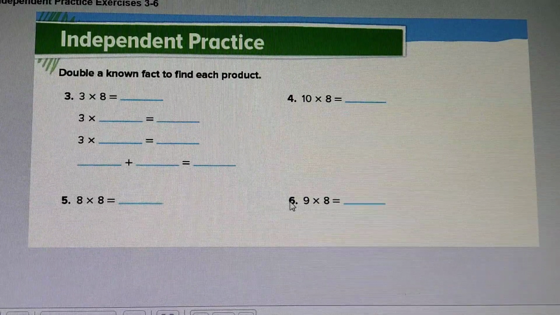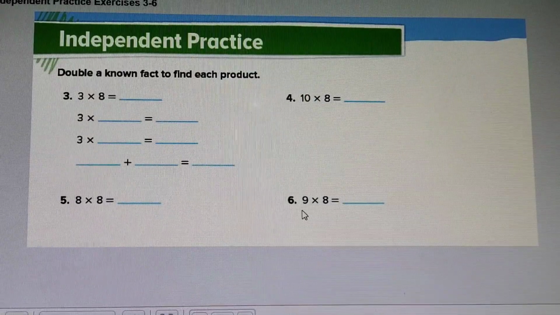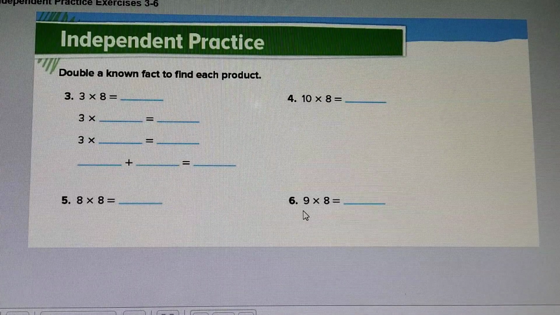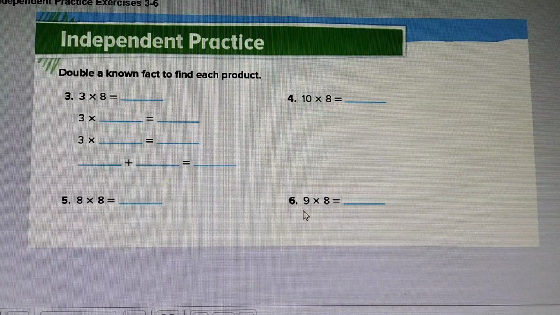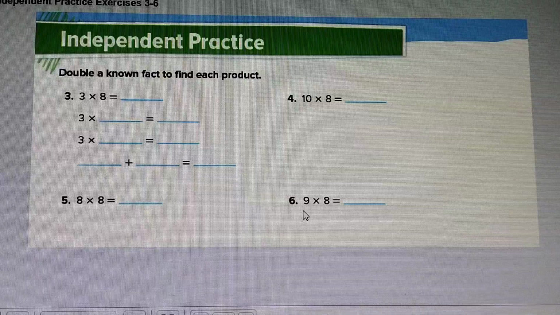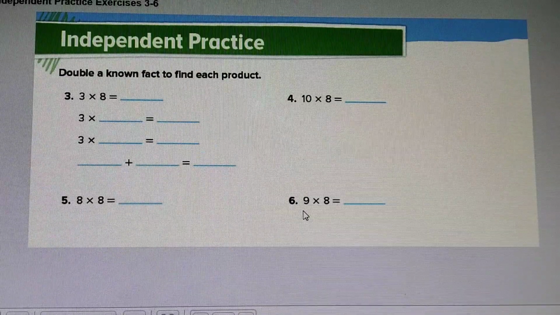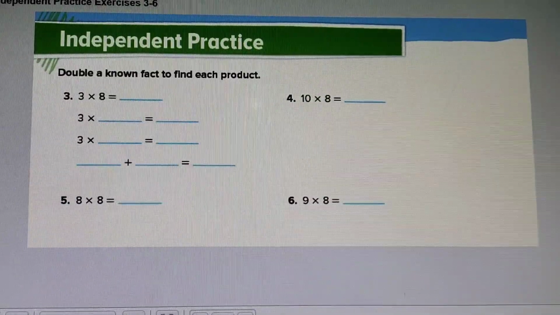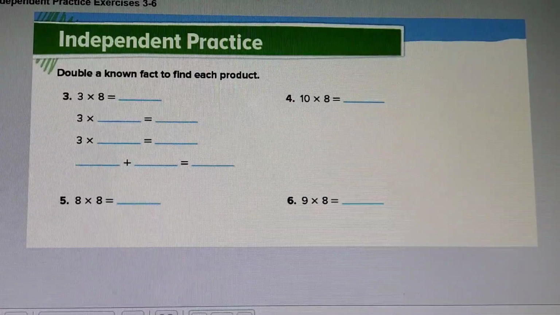On number 6, you'll do the same thing. You'll decompose the number 8 again. 9 is odd, so you can't decompose 9. So you'll say 9 times 4 equals unknown, 9 times 4 equals unknown. Add those two products together and you'll get the answer. And remember, you can pause this at any time so you can do the work and then see the answers.